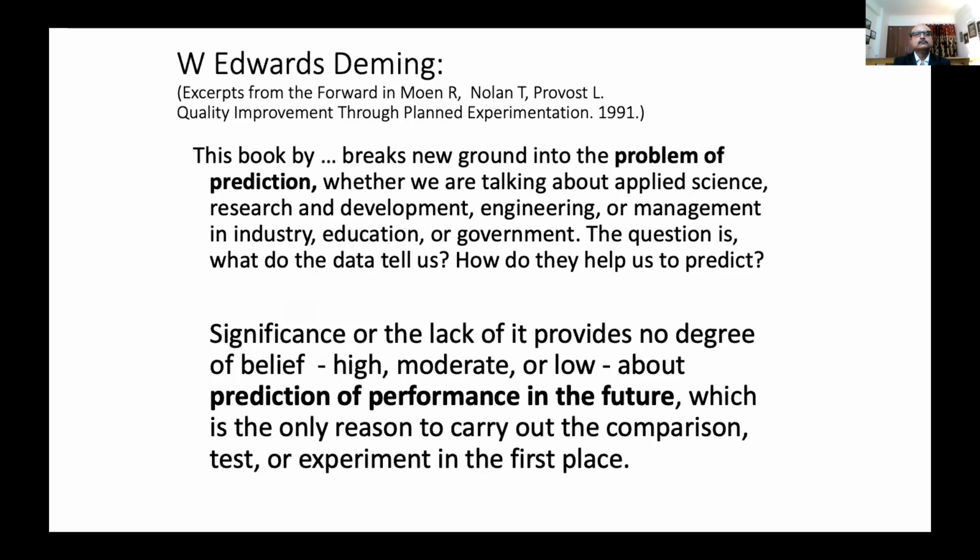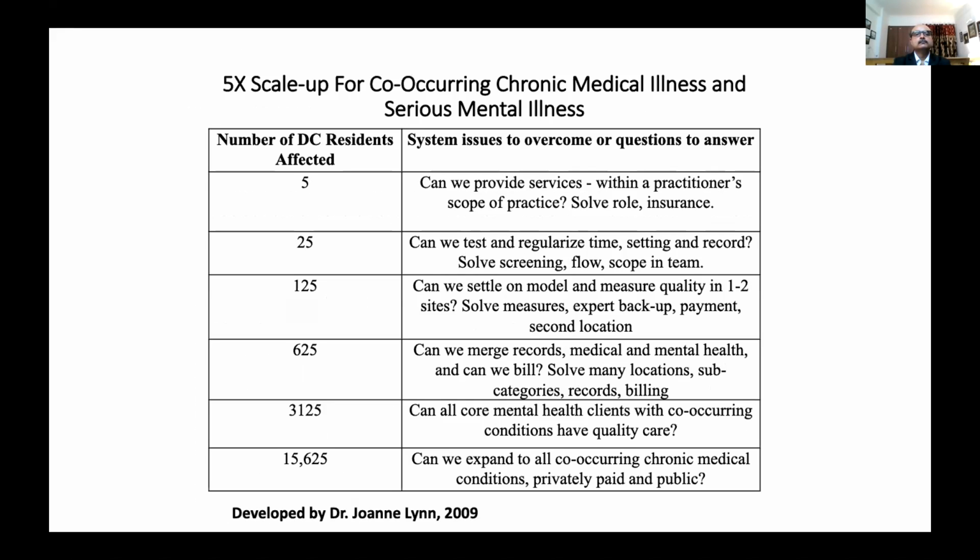Now, the role of prediction is very important in improvement, because when I'm predicting what I think is going to happen, I am building my theory. And so a lot of time people worry about significance, but in improvement it's really the prediction that matters. And finally, we think about scale.